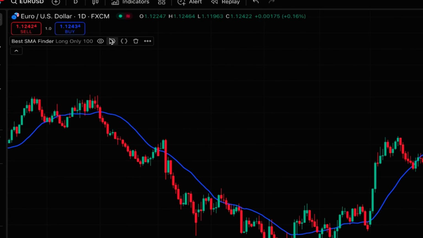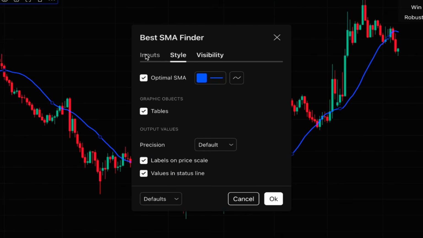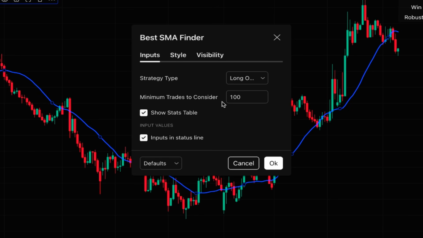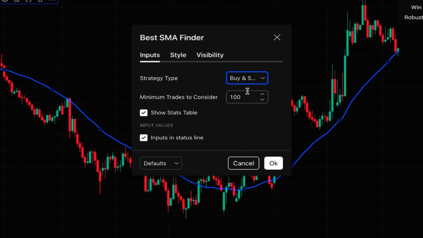Here in the settings of the indicator, in the inputs tab, the minimum trades to consider is set at 100 by default, which users can change based on their preferences. And for the strategy type, by default it is set to long only, meaning only long positions are considered in the backtesting. You can also choose buy and sell, so both long and short positions will be considered in the backtesting process. This option also depends on your trading strategy, if you only take long positions or both long and short positions.